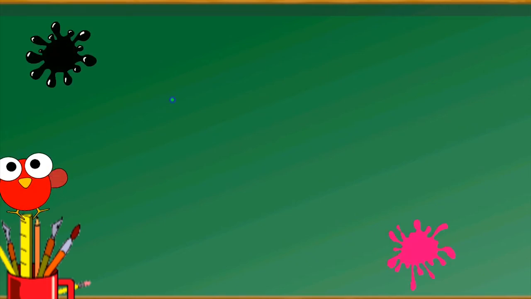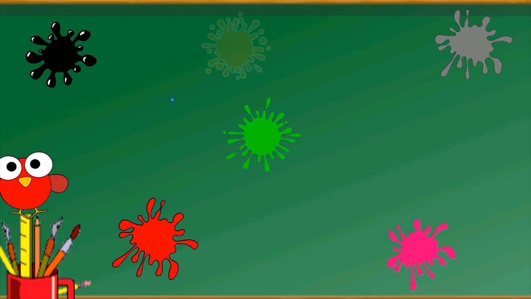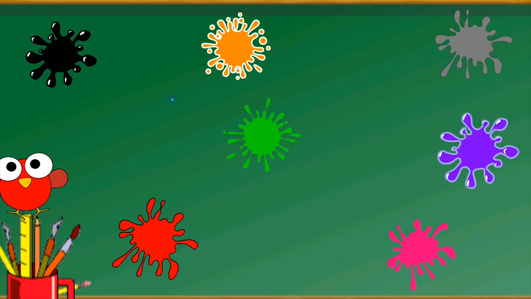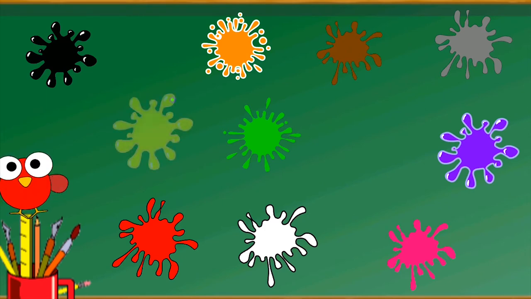Let's start. This is the black color. This is the pink color. This is the gray color. And this is the green color. This is the red color. And this is the orange color. The purple color, the white color, and this is the brown color. The yellow color and the blue color.